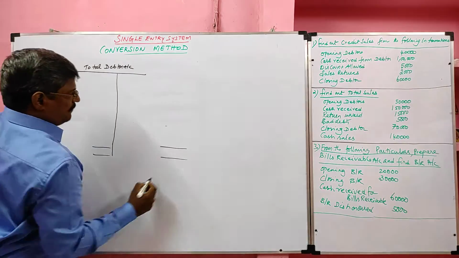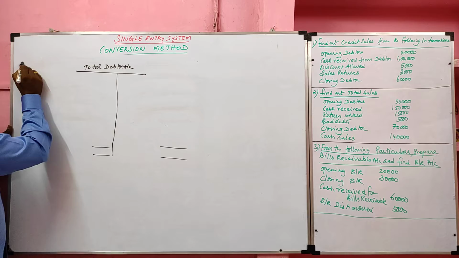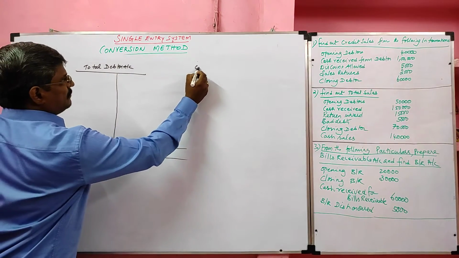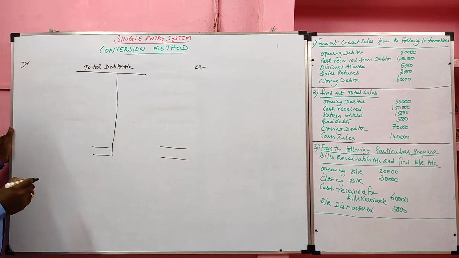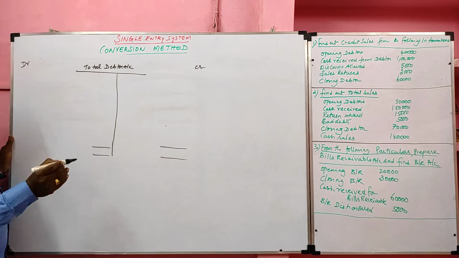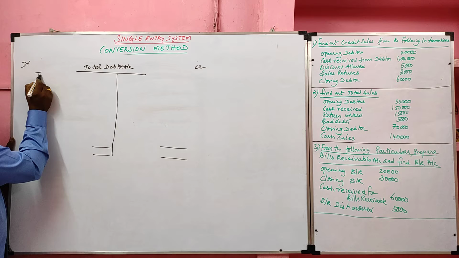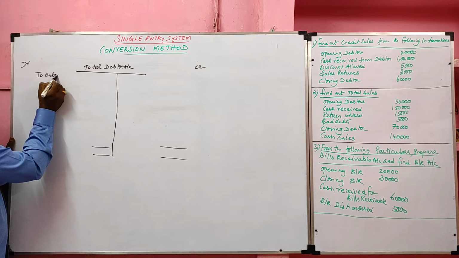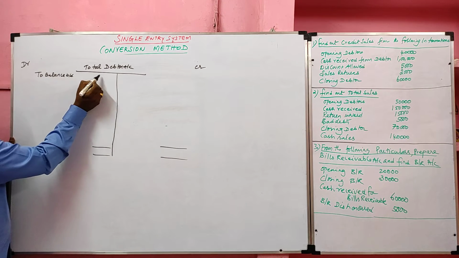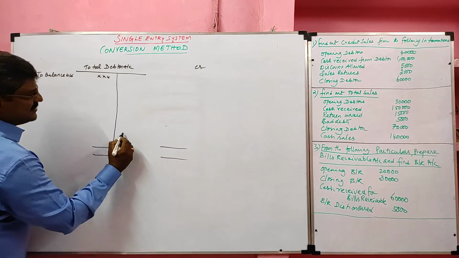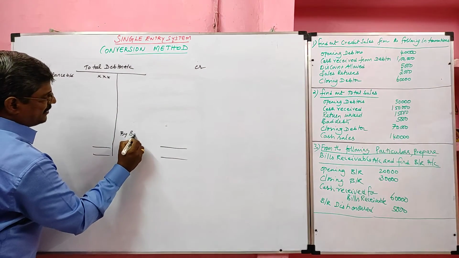Listen carefully. We are going to prepare the total debtor account. The total debtor account is a ledger. With the help of the total debtor account, we can ascertain credit sales. The format of the total debtor account I am going to present to you. The debit side starts with the opening balance of debtor. It ends with the closing balance of debtor.